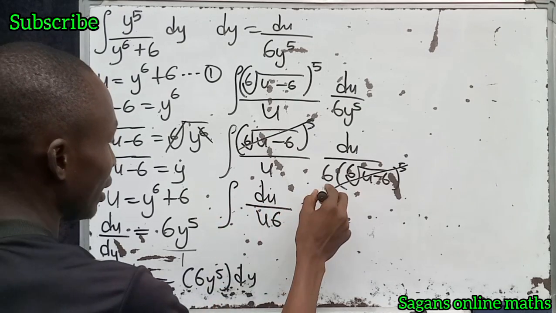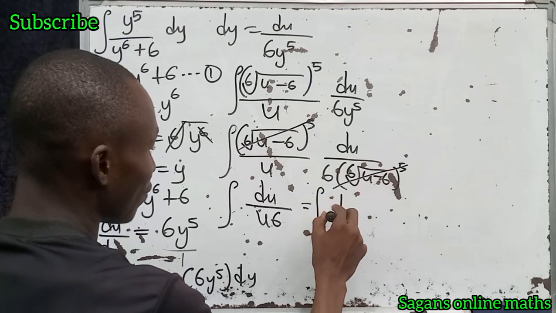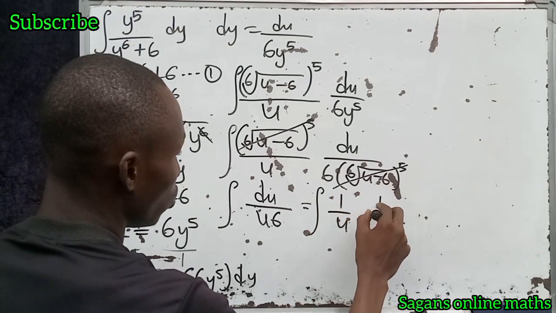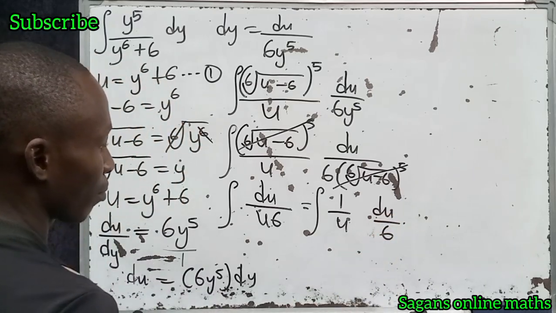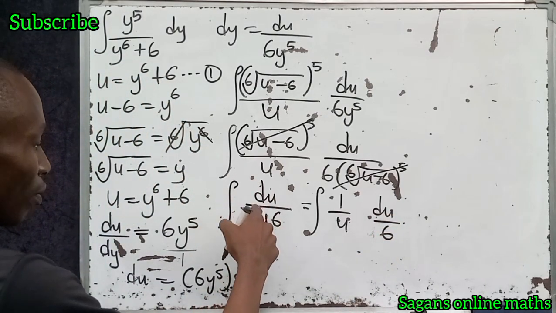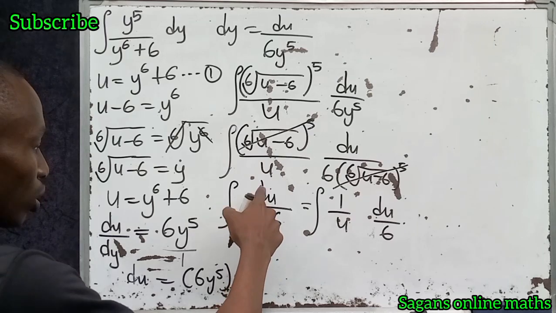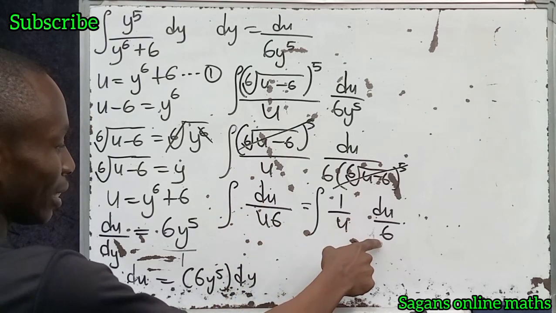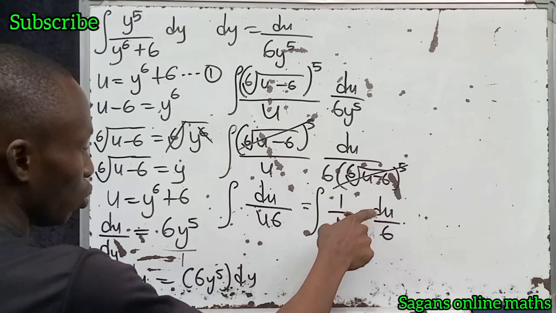Equals the integral of 1 divided by u, multiplied by du over 6. They are the same thing. There's nothing changed. The integral of du divided by 6u. The integral of du divided by u multiplied by 6 is just the same, because u times 6 will give us 6u, and 1 times du will give us du.